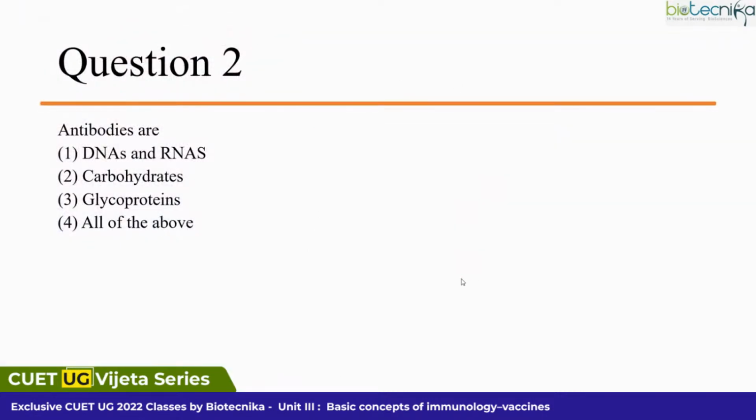Correct, Aparna. Now next, what are antibodies? Are they DNAs and RNAs, carbohydrates, glycoproteins, all of the above? Glycoprotein, correct. Yes, right, Aparna. So the right answer over here is glycoprotein. Though it is glycosylated, glycosylated means it will have certain sugars, but you will not say it is a carbohydrate, it is a protein. As we saw, there are two light chains and two heavy chains. So the right answer is option 3.